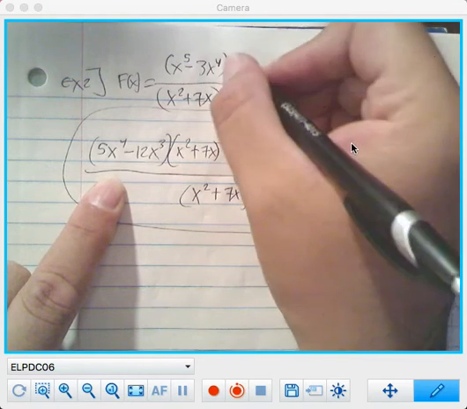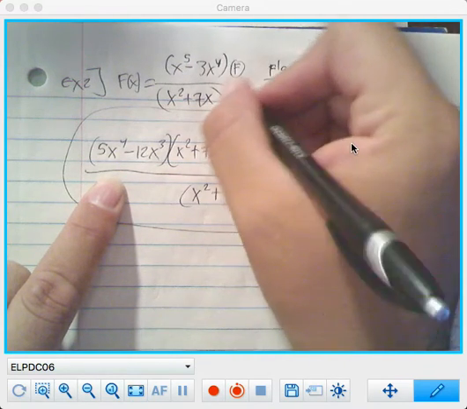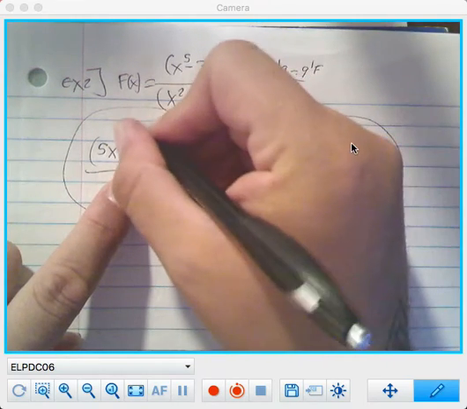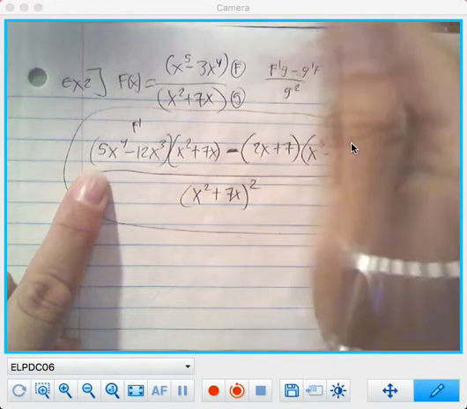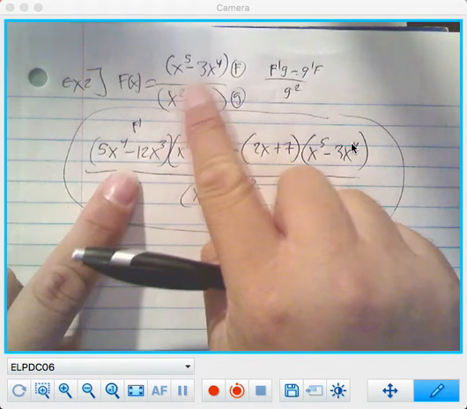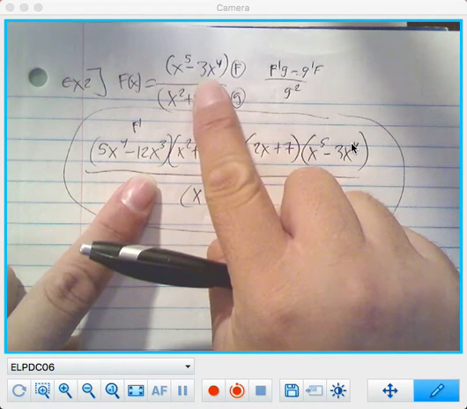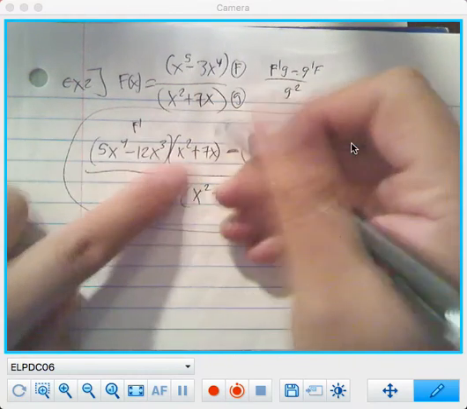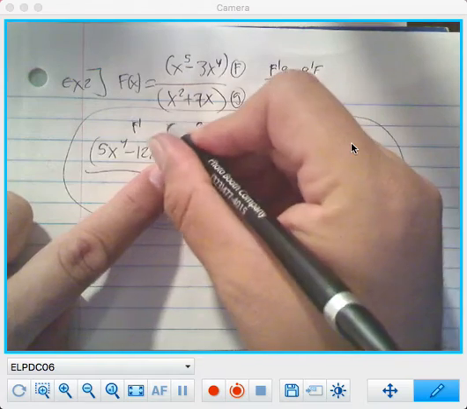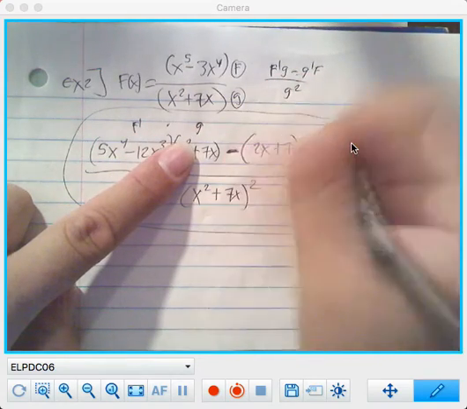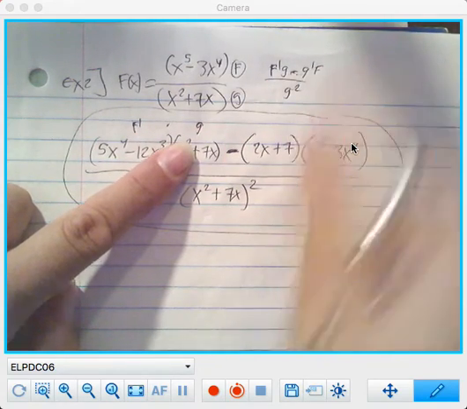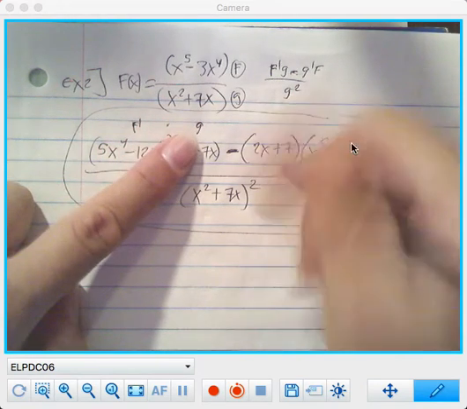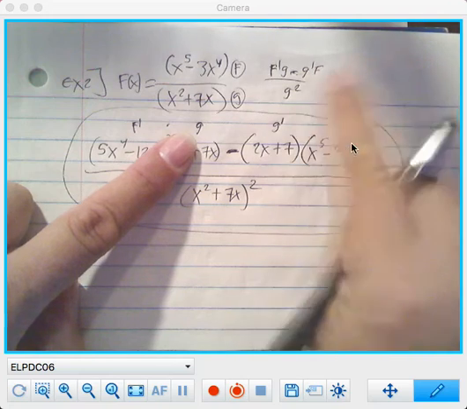Okay, let's check. This was f and this was g. What is the first thing we needed to do? F prime. Double check. Is this the derivative? 5x to the 4 minus 12x cubed. Okay, I got f prime. What's next? Copy g. Okay, there's g. So look, f prime g minus g prime. The derivative of x squared, 2x. The derivative of 7x, 7. G prime. What's next? F.